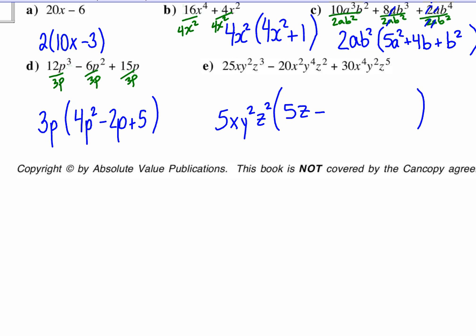Minus 20 divided by 5 is 4. X squared divided by x is x. Y to the 4 divided by y squared is y squared. Z squared over z squared, gone. Plus 30 over 5 is 6. X to the 4 divided by x is x cubed. Y squared divided by y squared, gone. Z to the 5 over z squared is z cubed. Looks worse than it is. Right? Okay.